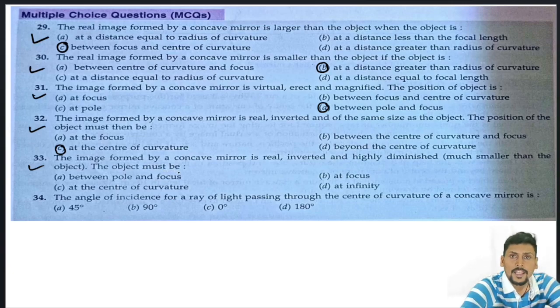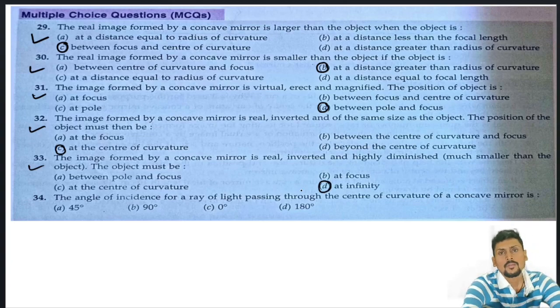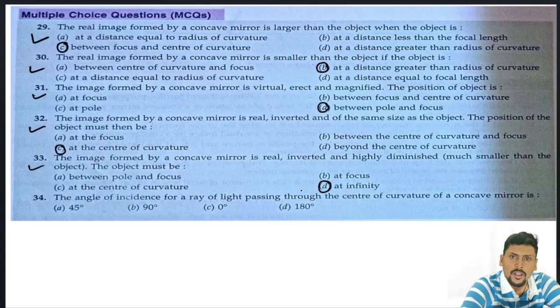It has to go at infinity. So when the object lies at infinity, the image is formed at the focus. It is a real, inverted and highly diminished image. Next question: the angle of incidence for a ray of light passing through the center of curvature of a concave mirror is dash.